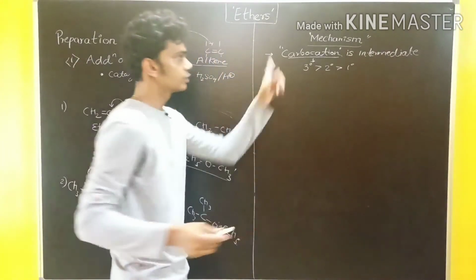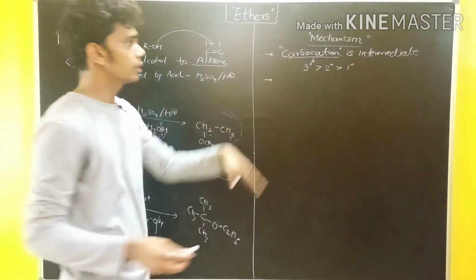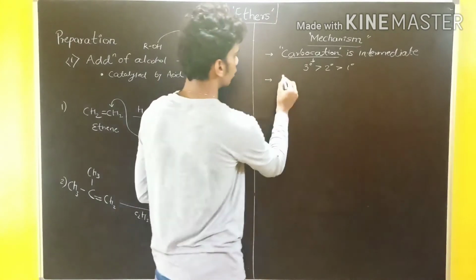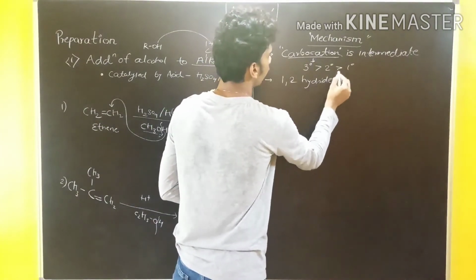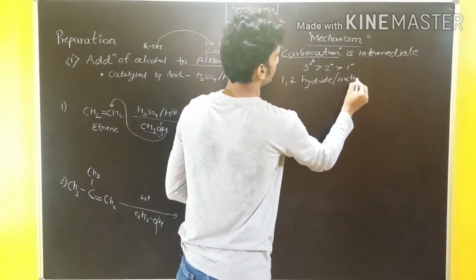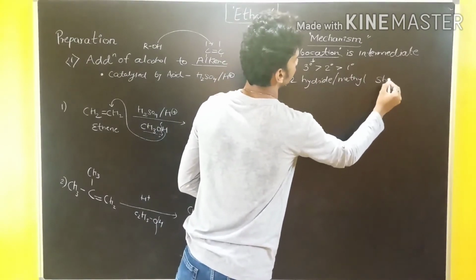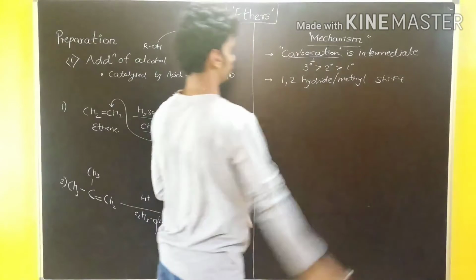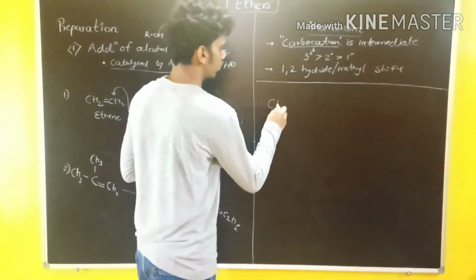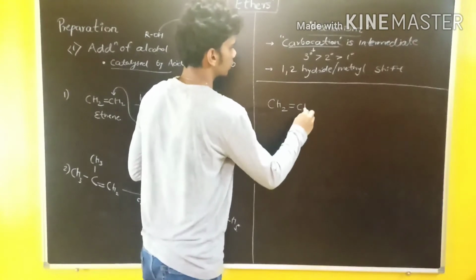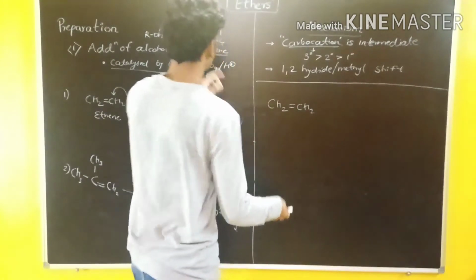So as the word shift here, in a mechanism it may or may not include 1,2 hydride or methyl shifts. Okay, let's consider this example. We're going to take this simple example, CH2 double bond CH2. In this case, this is an alkene.